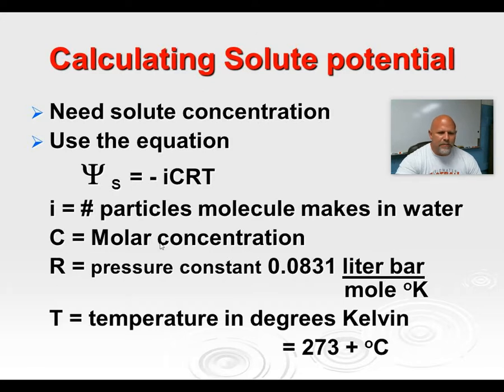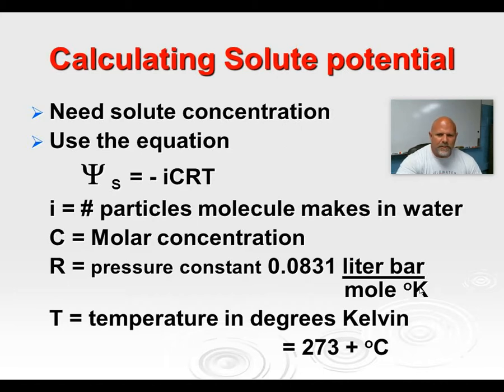C is the molar concentration of the solution. So if we have anything dissolved in our solution, it's going to be 0.1, 0.2, 0.3, whatever. It's going to be a positive number. R is always a positive number. It's always going to be 0.0831 liter bars per mole degree Kelvin. When we do these calculations, the liters, the moles, and the degree Kelvin will cancel out, and I'll show you why.